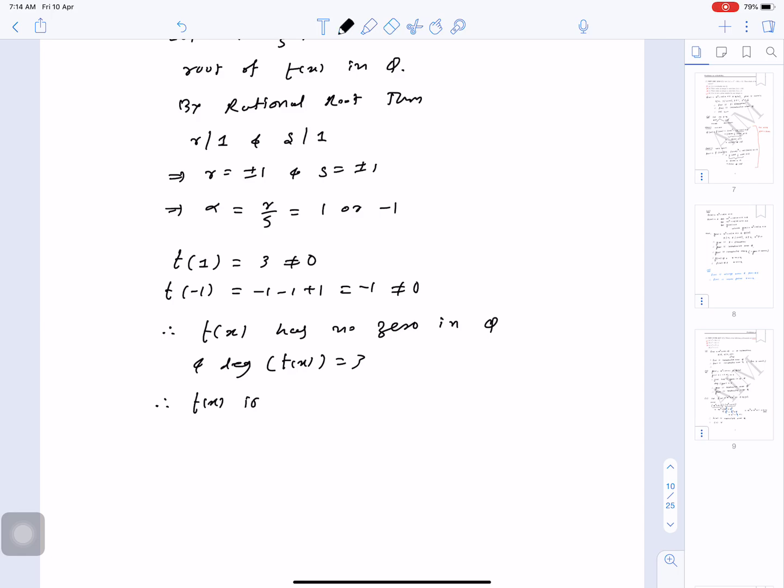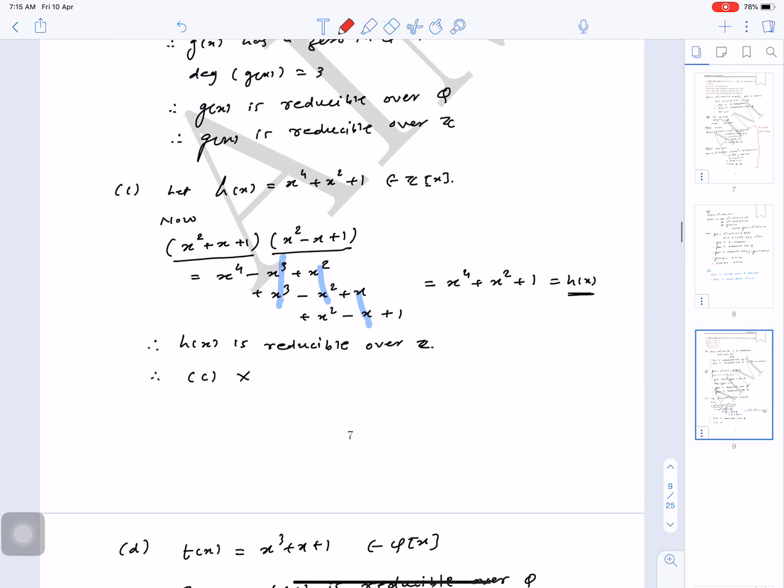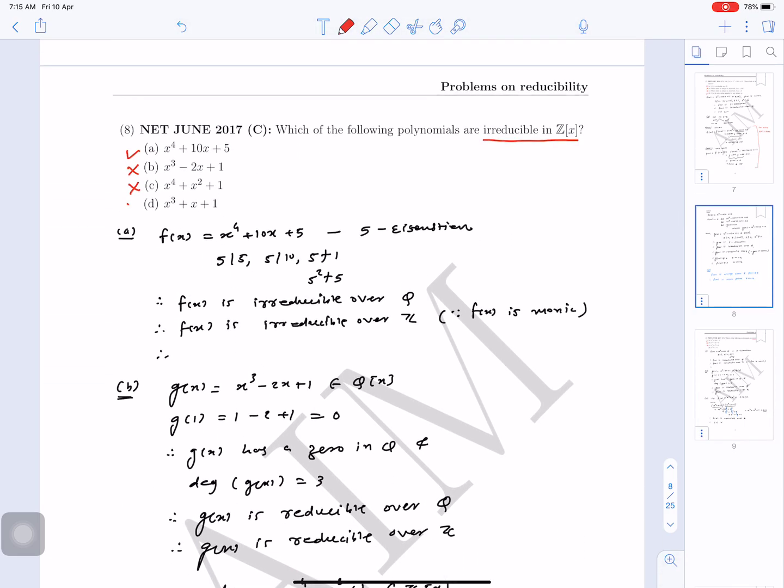T(x) is irreducible over Q. So therefore T(x) is irreducible over Z. So our option D is correct.